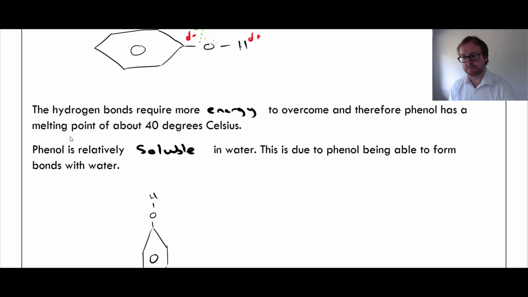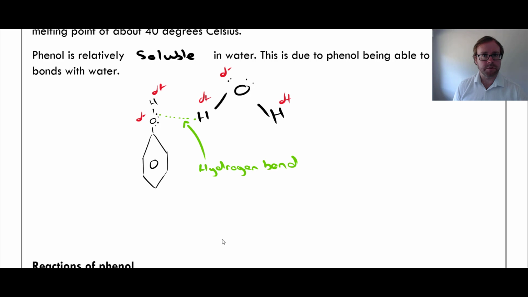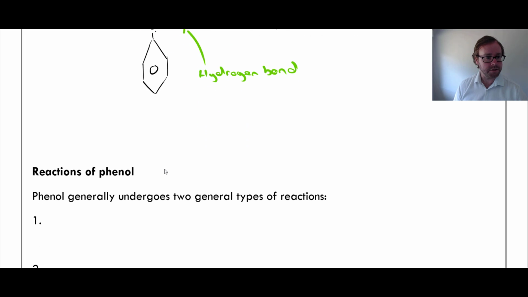form, as you probably guessed, hydrogen bonds with water. Again, I want you to draw the hydrogen bond between a phenol molecule and a water molecule. I'm sure everyone's drawn this. I've drawn my water molecule here. Again, I need my dipoles, I need my lone pairs on both my phenol and my water molecule, and then clearly showing my hydrogen bond between the H on the water molecule and the lone pair on the phenol molecule. Okay, so moving on.